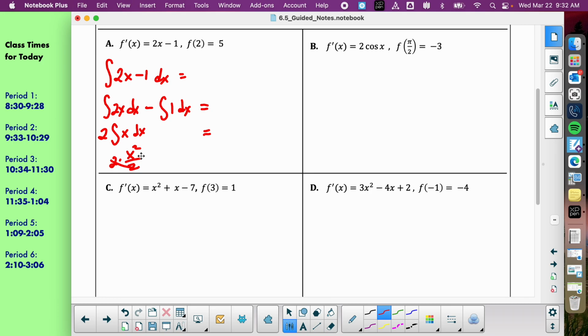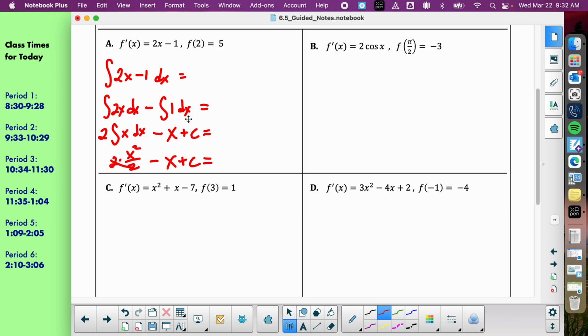So that's x squared. And then what happens when we integrate 1? Okay, so we get minus 1x. Oh, there we go. That's what I was waiting for. Nice.